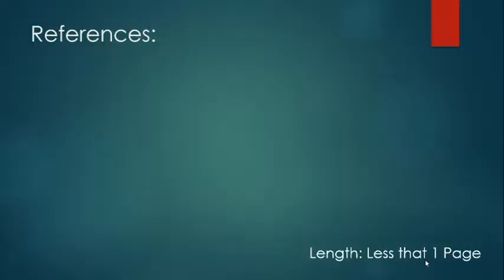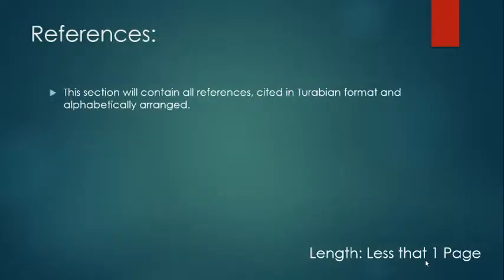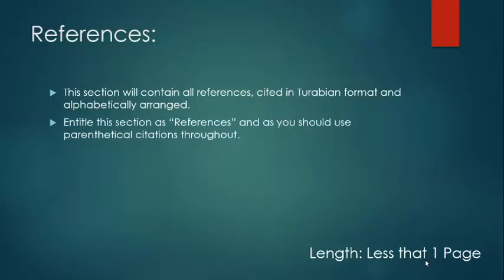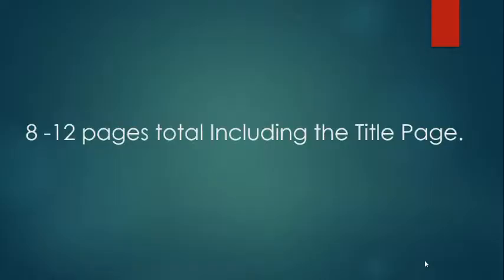Your final section is your references. This section will contain all references cited in Turabian format and alphabetically arranged. Entitle this section References, as there should be parenthetical citations throughout. And you can look at the Turabian guides to get an idea. So in terms of length, your paper for this class will be anywhere from 8 to 12 pages. Now, it doesn't mean that an 8-page paper is going to be any less than what a 12-page paper would be. Quite the contrary. It all depends on what content you've got in it.